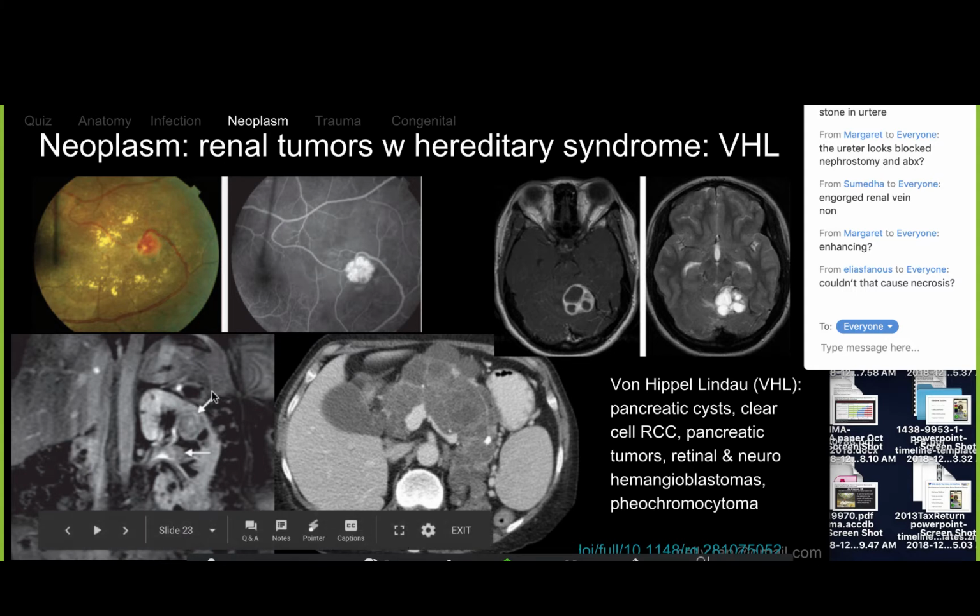Here is the image that we saw initially in the quiz. We have multiple renal enhancing masses, most likely clear cell, although other subtypes can occur concurrently. And then here we have multiple pancreatic lesions. Here is a cerebellar hemangioblastoma.